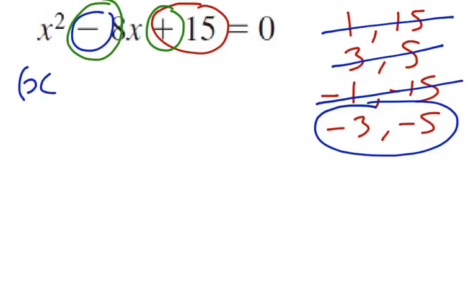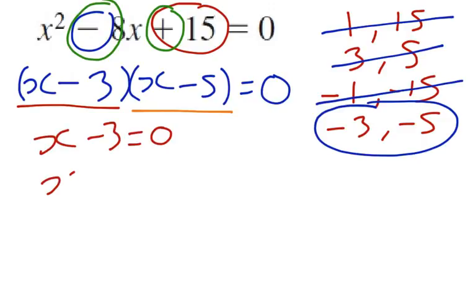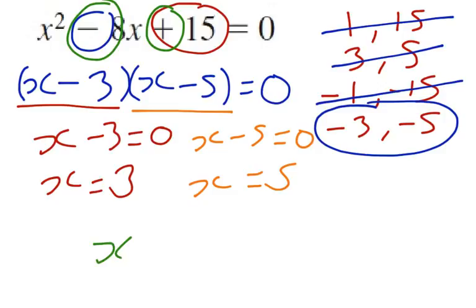So we go x and x in the front of our brackets. Put x minus 3, x minus 5. And again, we look at each bracket individually. x minus 3 equals 0, so x equals 3, and x minus 5 equals 0, so x equals 5, giving us our final answer of x equals 3 or x equals 5.